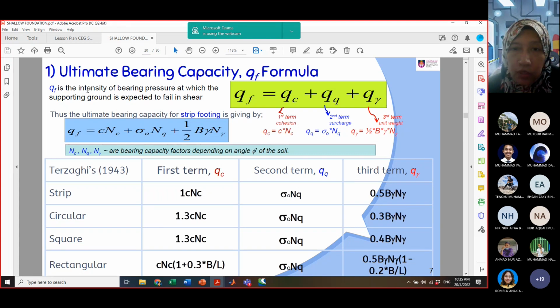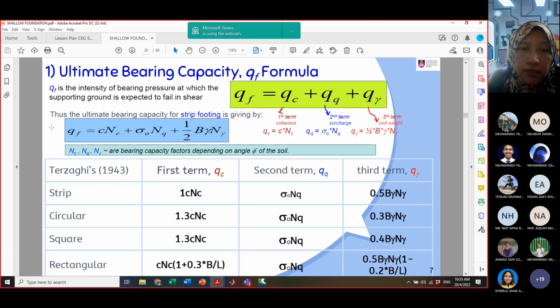So dalam qf ni consists of three terms. The first term is cohesion, the second term is the surcharge, and the third term is the unit weight of soil. So what is qc? qc is c times Nc, and then the second term is on the surcharge, or what we call the overburden pressure effect. So the overburden times Nq, and the third term for unit weight is a half times B times gamma times N gamma. Nc, Nq, and N gamma are bearing capacity factors.